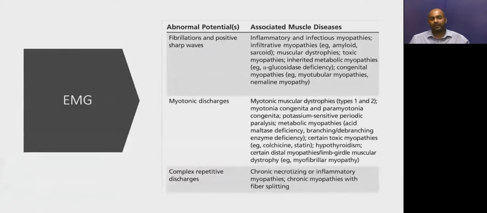Right. Then we have EMG. So while we put the needle, whether we are getting abnormal fibrillations or sharp waves, if we have this, then it is close to inflammatory myopathies, muscular dystrophies. In myotonia, if we get myotonic discharges, then it gives more clue.